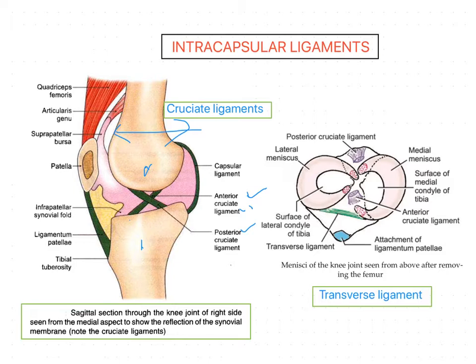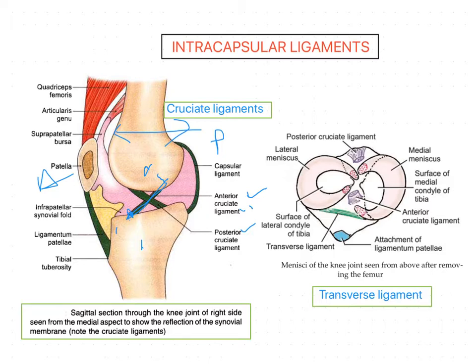The anterior cruciate ligament begins from the anterior part of the intercondylar area of the tibia and runs upwards and backwards. This is the anterior and posterior, isn't it? So it runs upwards, backwards and laterally, and it is attached to the posterior part of the medial surface of the lateral condyle of the femur. Okay, and it is taut, that means it becomes tight during extension of the knee.